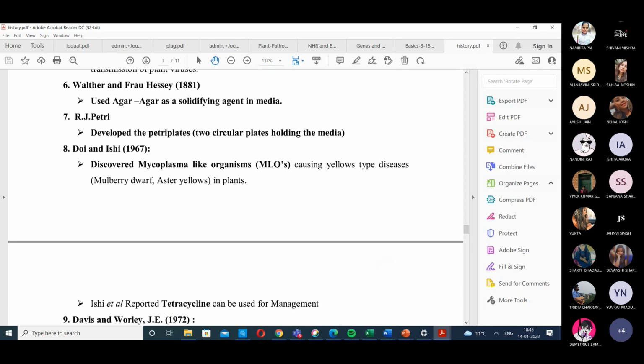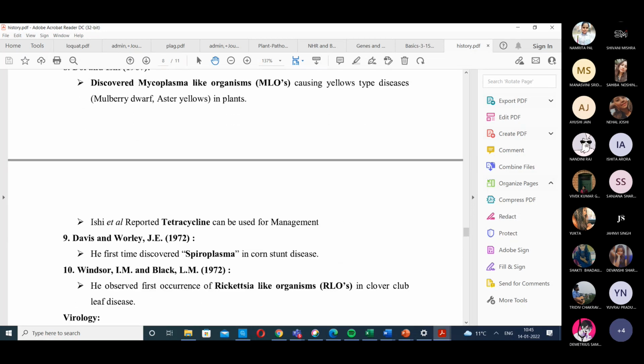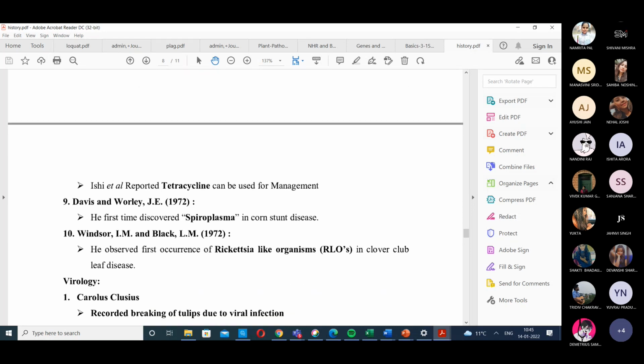Then Doi and Ishii were the persons who discovered mycoplasma-like organisms, which cause yellows-type diseases, like mulberry dwarf or aster yellows in plants. Basically, when MLOs, mycoplasma-like organisms, cause disease in plants, they are called phytoplasmas, not mycoplasma. We call them phytoplasmas, right? Then he also reported tetracycline can be used for the management of bacterial diseases, right?